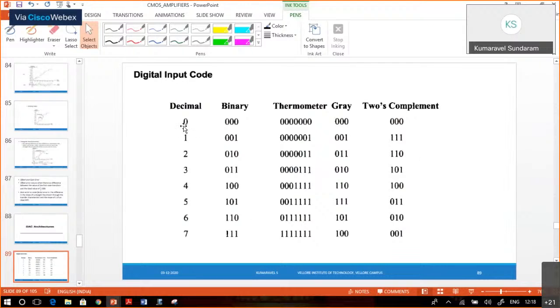The decimal number 0 can be represented in binary for a 3-bit DAC as 000. If you want to represent the decimal number 0 with thermometer coding, it requires 2 power n minus 1, that is 7 bits. The thermometer coding for a 3-bit binary is going to be equivalent to 2 power n minus 1.